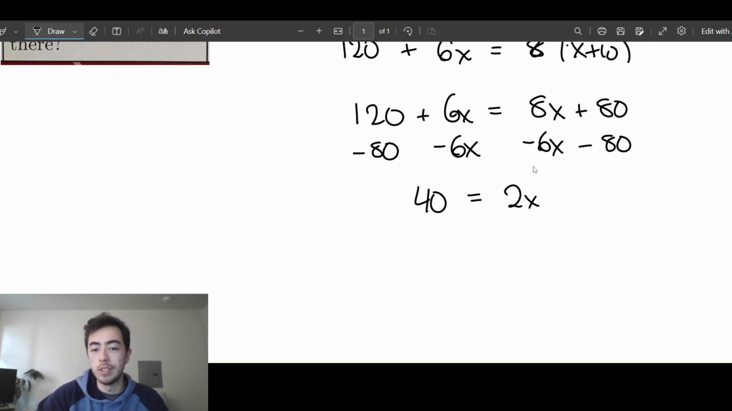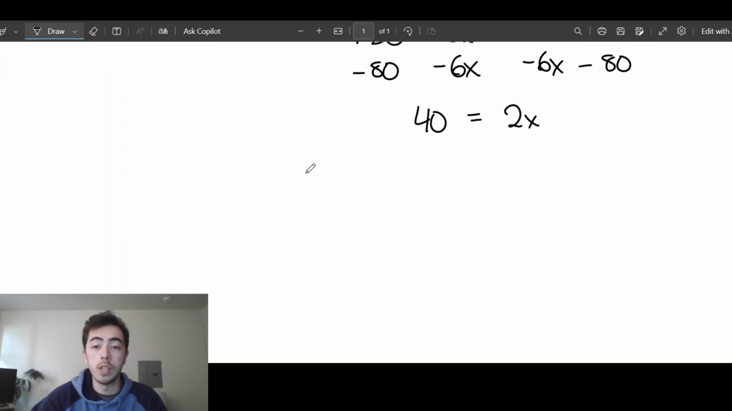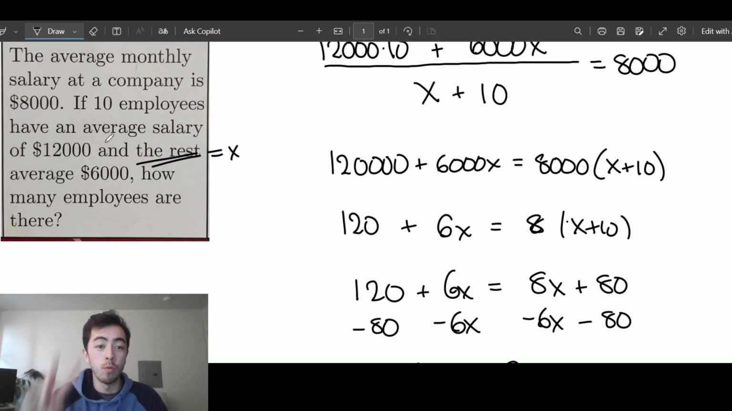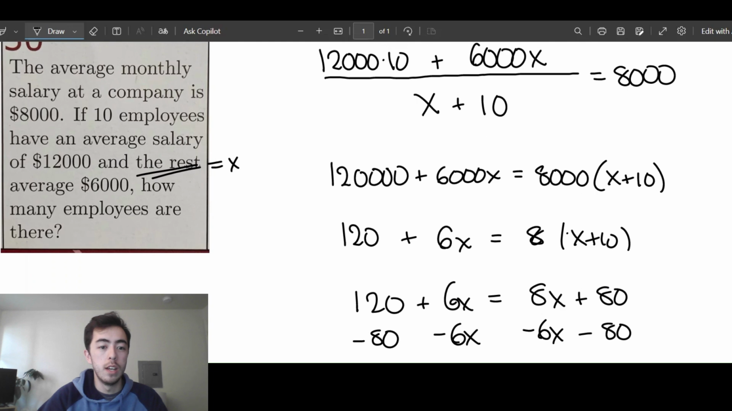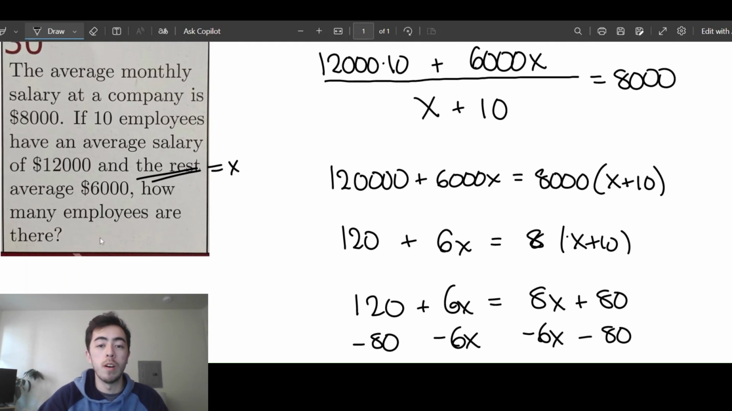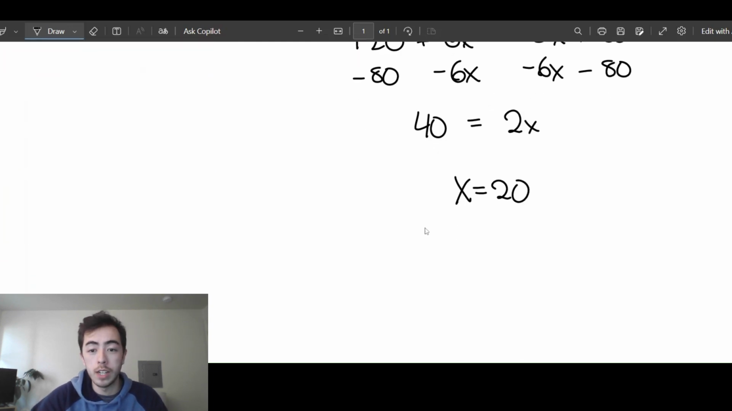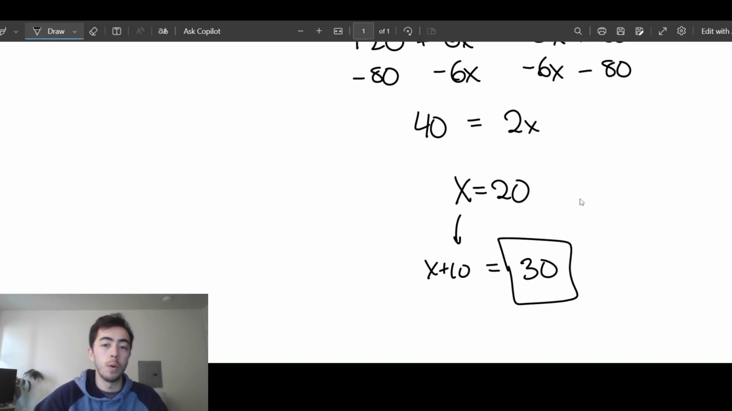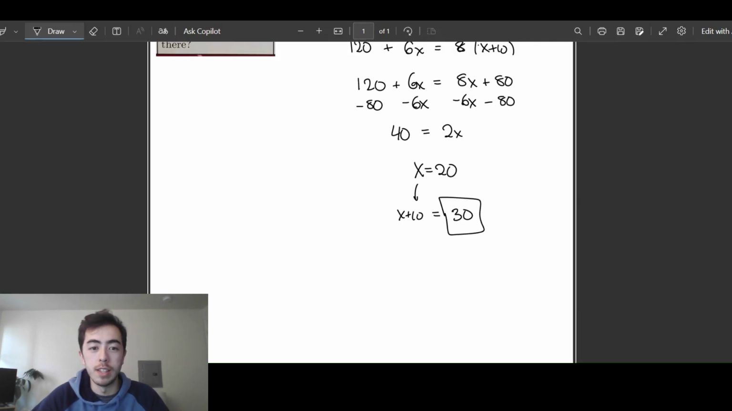And so this is just a one-step problem. I know that 2 times 20 is 40. So that must mean x is 20, which is not the answer for today, right? X is the rest of the employees. So to figure out how many employees there are in total, I should add on the extra 10. Those are the higher earning employees. So x plus 10 gives me 30, and that is the total amount of people I have in this company.